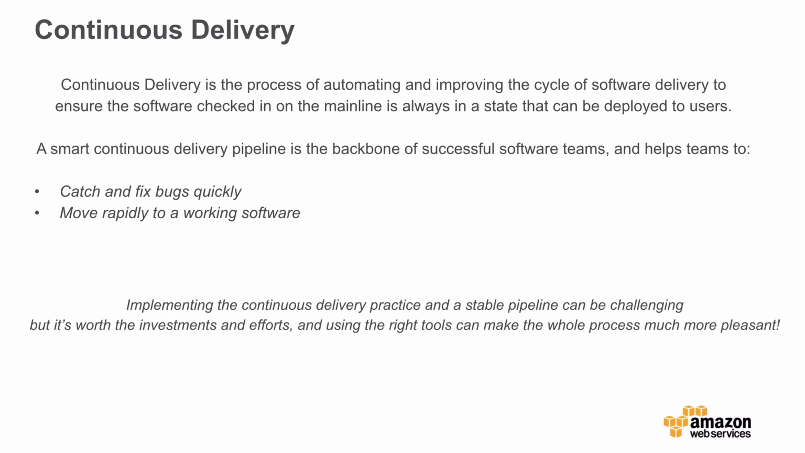So what is continuous delivery? Continuous delivery is all about the release process. It's about taking a build, mapping it to a version number, and releasing it. In other words, it's the process of automating and improving the cycle of software delivery to make sure the software checked in on the main line is always in a state that can be deployed to users. A stable CD pipeline reduces risks by letting users find and resolve issues quickly, which will also lead to shorter release cycles.